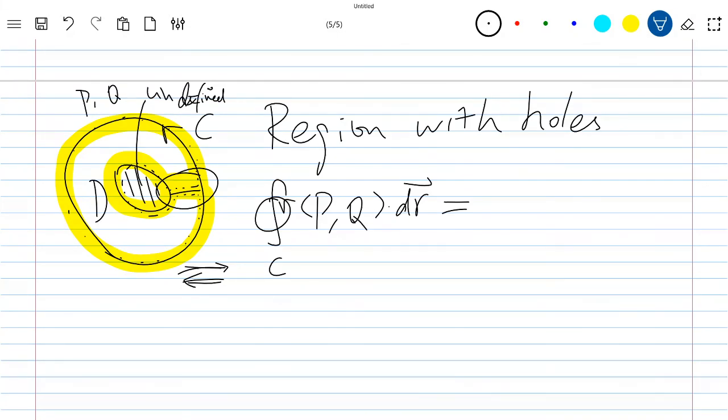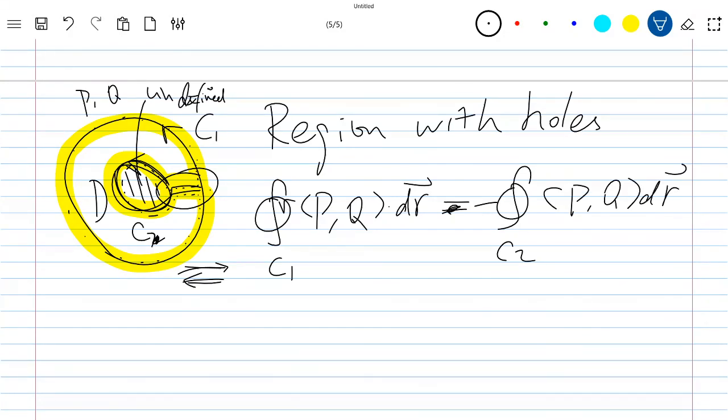So you can call the outside one C1 and the inside one C2. You can see this C1 and this C2, the C2 is going the other way, right? You see that? It's going clockwise. So if you also call it counterclockwise C2, then this is actually minus C2. And then that equals the domain integration over this domain, qx minus py.